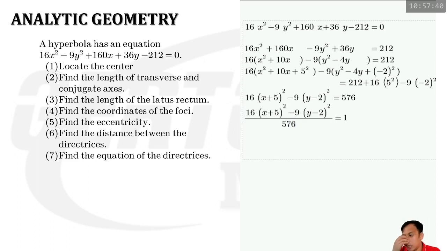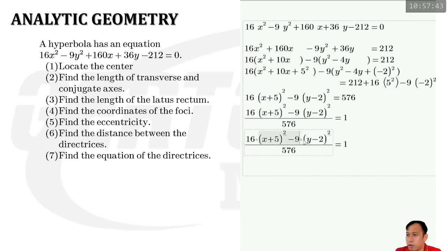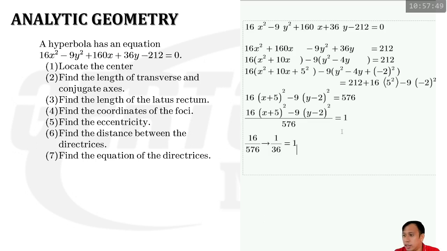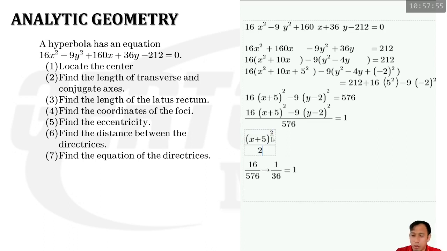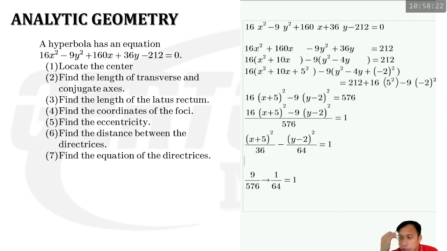May equal to 1 na siya. Okay? Simplify. Pila man ng 16 over 576? That's 1 over 36. So, ibig sabihin yan, this will be written as x plus 5 squared over 36. Then minus, ito naman, if i-divide natin yung 576 by 9, or 9 over 576, it's equal to 1 over 64. So, this is y minus 2 squared over 64, and that's equal to 1.